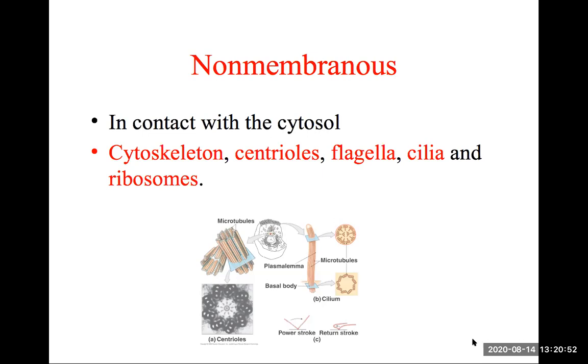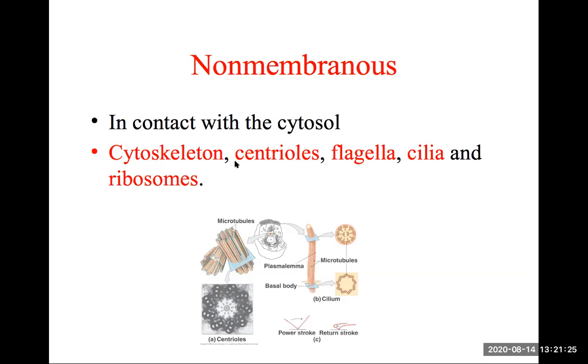And those are going to be referring to the organelles. There's two kinds of organelles. There's this first category here, non-membranous. So a non-membranous organelle is not surrounded by phospholipids. Instead, the non-membranous organelles come in direct contact with the cytosol. All right. Now, what are examples of non-membranous organelles?